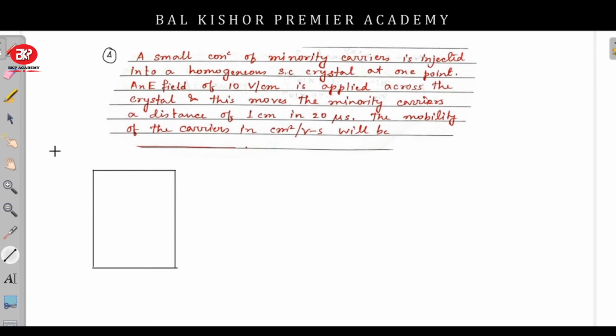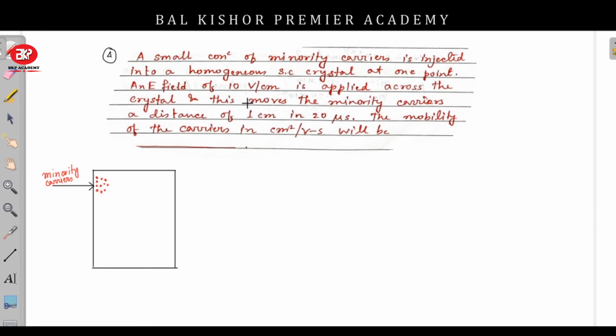And in this homogeneous semiconductor crystal, what has happened? A small concentration of minority carriers is injected. So let us assume that from this position some minority carriers have been injected. So here minority carriers will be produced. So at these positions some minority carriers will be produced due to the injection.